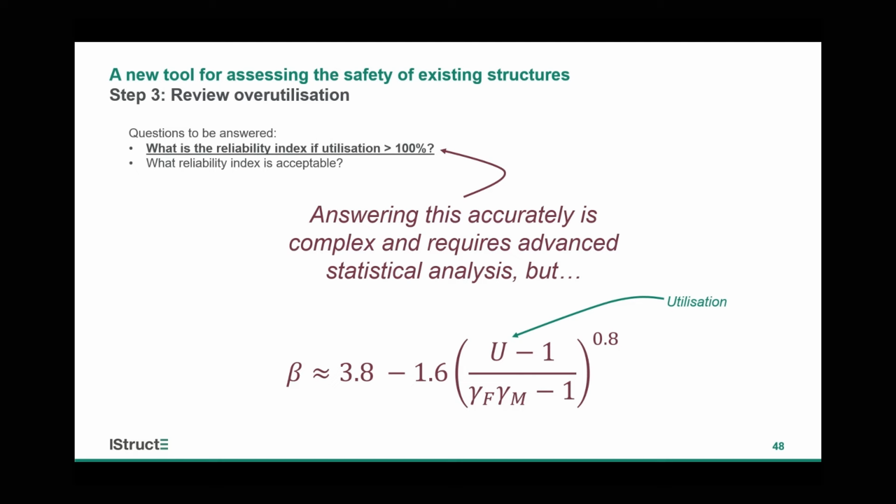So this helps us answer that first question and predict what the reliability index is. And you can see that it depends on that utilization. On the bottom of the fraction, we've got the two partial factors, our load partial factor and our material partial factor.